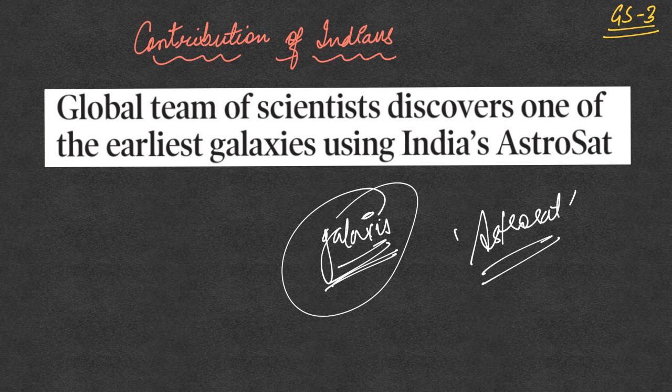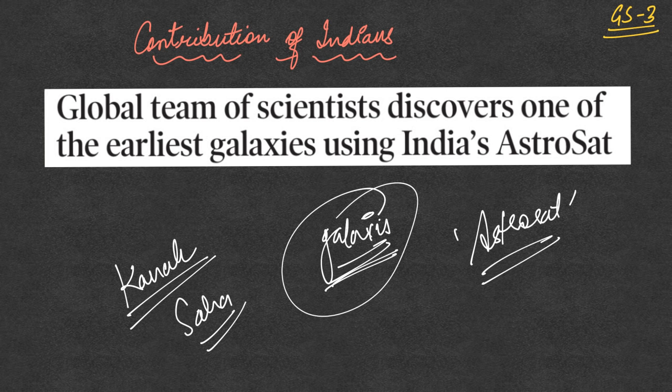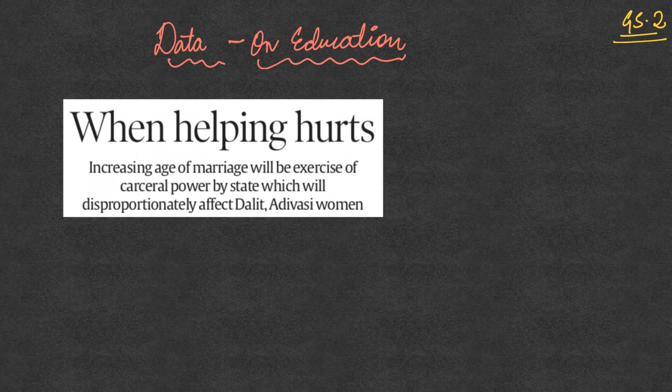So AstroSat was used to discover this one of the earliest galaxies, and this was done by a team of scientists led by an Indian, Dr. Kanak Saha. So you can quote this as an example if a question comes on what has been the contribution of Indians in science and technology. Right from the ancient era till currently, this is the most recent, so you can conclude with this most recent contribution. This is directly related to your syllabus.